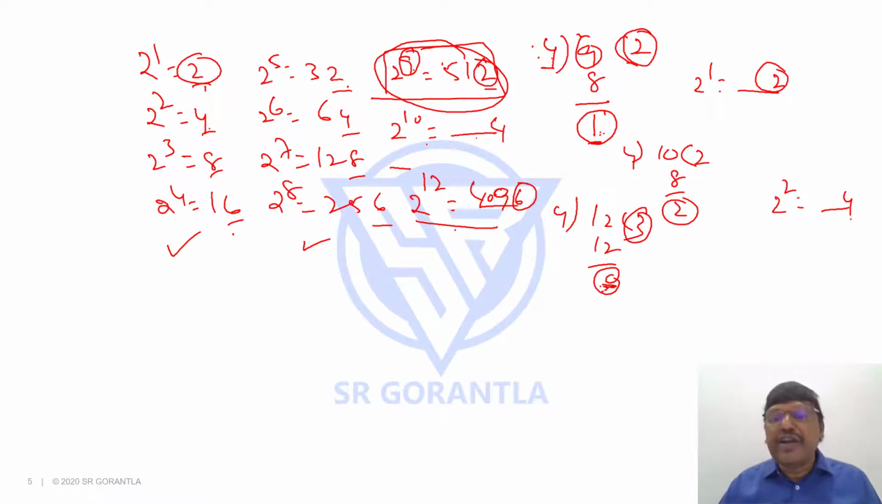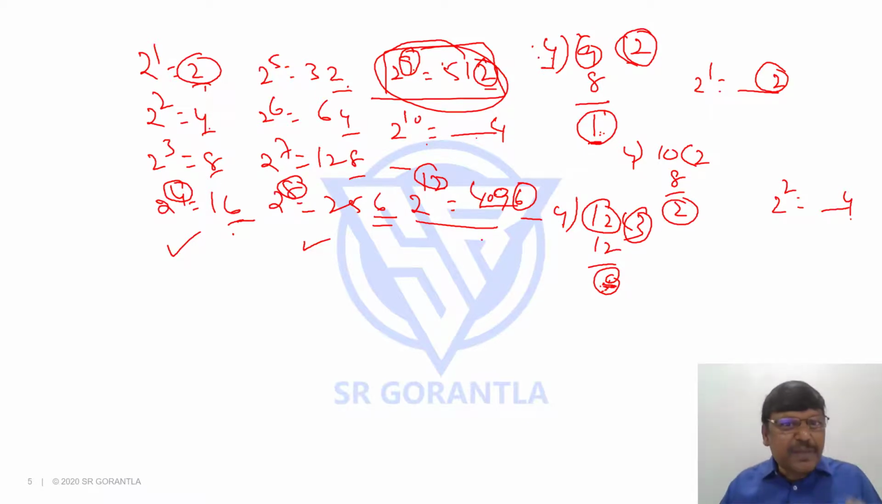Or if I explain differently, remainder is 0 means this 12 is exactly a multiple of 4. So 2 power 4, 2 power 8, you can see 2 power 12. A multiple of 4 will always have the same unit digit. That's why if the remainder is 0, take the power as 4.